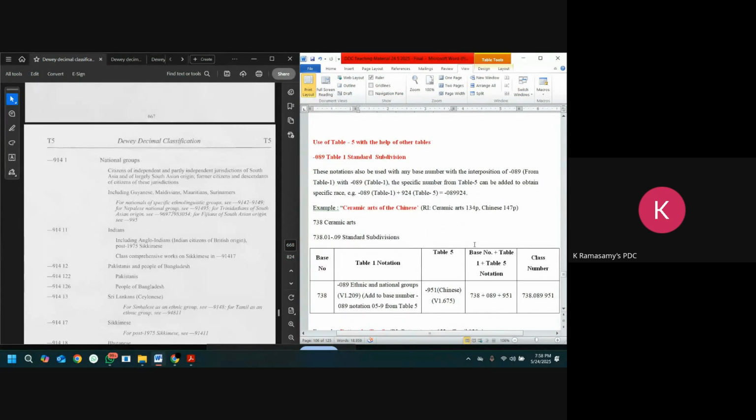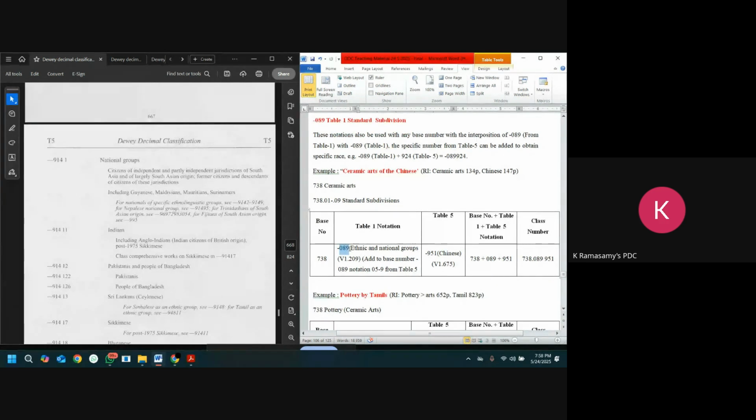Whenever there is no instruction, absolutely no problem. When there is no instruction to add table 5 in a particular place, you can make use of 089. 089 is a number taken from table 1 standard subdivision. 089 is a connector. Whenever you want to add any table 5 number to any main class number, write the main class number, write 089, then add the number taken from table 5. For example, ceramic arts of the Chinese. What is the base number for ceramic arts? 738. I went and saw no instructions available, so I'm going to make use of standard subdivision 089.